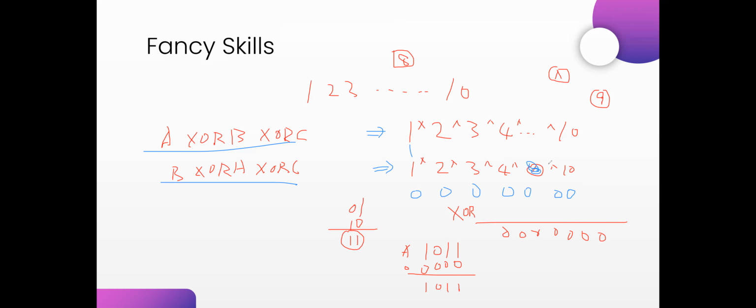Everything is cancelled out, except that in the first list you do have the 8, but in the second list you do not have the 8. So the 8 will be left over. Everything else is 0, and 0 XOR 8, you are going to get 8. All right, so this is the fancy way to find the missing number using XOR. It's actually very similar to calculating the sum, but I'm using XOR operations.